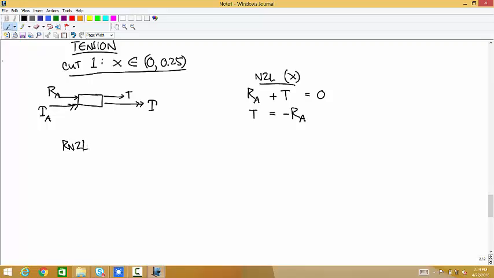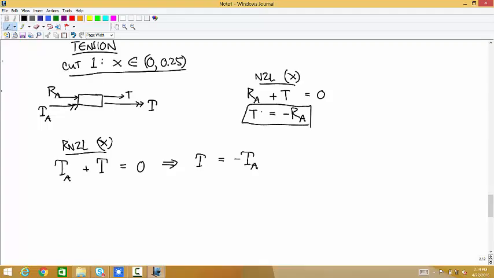The moment equation about the x-axis says torque A plus T is equal to 0, so the internal torque is equal to negative torque at A. We're only dealing with elongation right now, but we'll come back to that later.